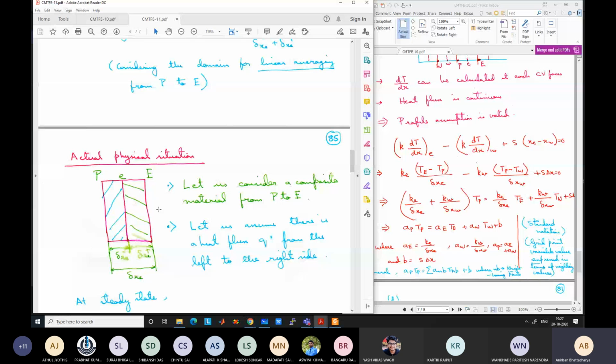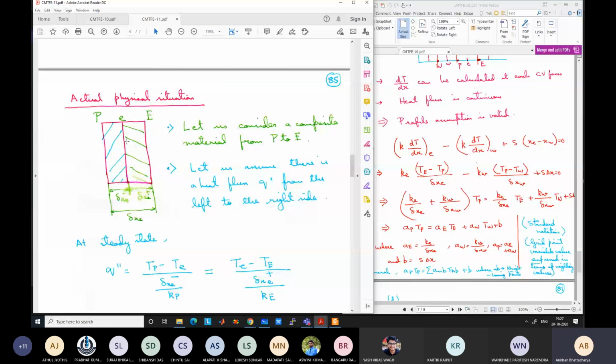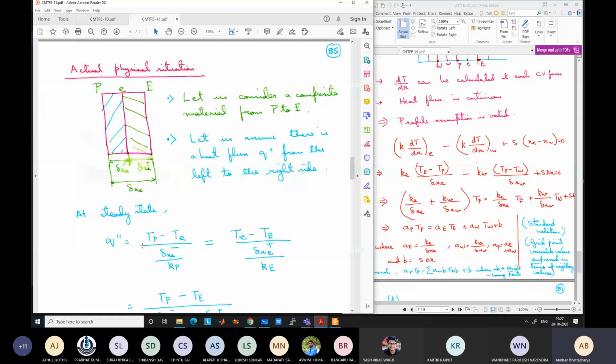So for the left side, I can write the heat flux as Q double dash is equal to minus K dT/dx. What is minus K dT/dx? Minus K into T small e minus Tp, so the minus is absorbed: Tp minus T small e, into Kp, because that is the conductivity in this part, divided by delta x e minus. You can rearrange this in the form Tp minus T small e equals Q double dash times delta x e minus by Kp. Similarly, on the right hand side, you can again write T small e minus T capital E equals Q double dash times delta x e plus by K capital E.